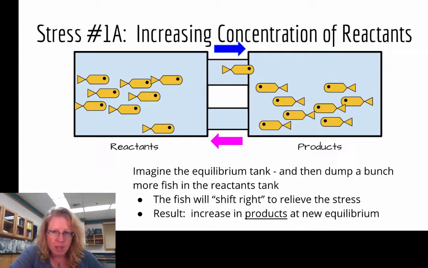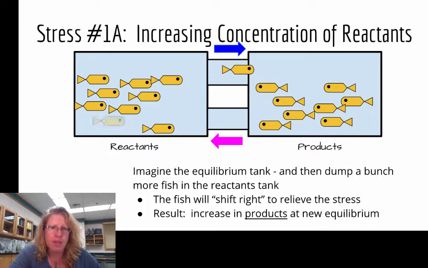So let's say we applied our first stress. Our first stress is concentration. We're going to talk about some different ways that we can change the concentration of our fish, I guess, in our tank. So imagine our equilibrium tank, here it is, where we have basically equal numbers of fish on both sides. And now I want you to imagine what happens if we start to dump a bunch more fish into the reactants tank.